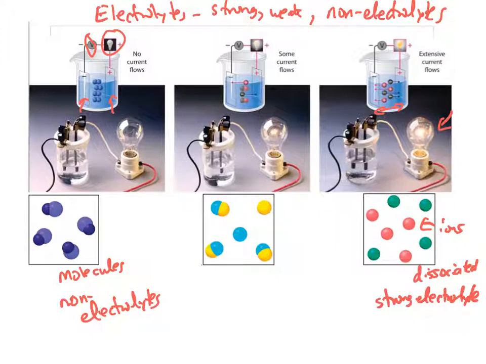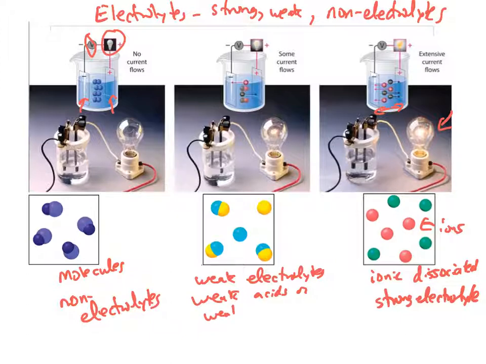And so molecular species are not electrolytes. Ionic species are strong electrolytes. And there are some in between that are weak electrolytes. These are going to be things that are weak acids or weak bases. And that's why it's important to learn what those strong acids and bases are. A weak acid can partially dissociate.